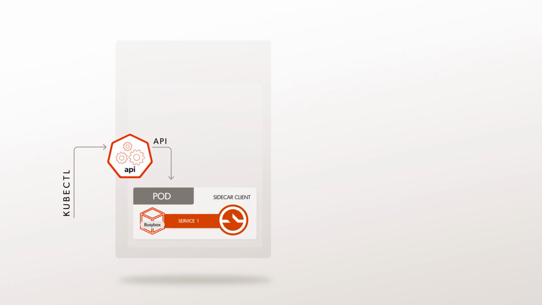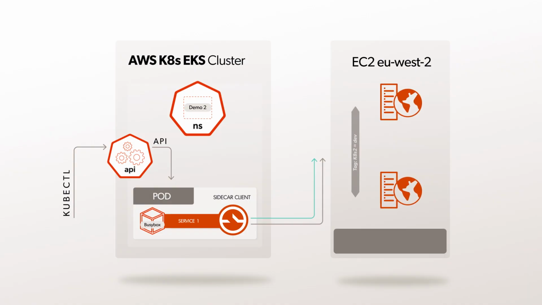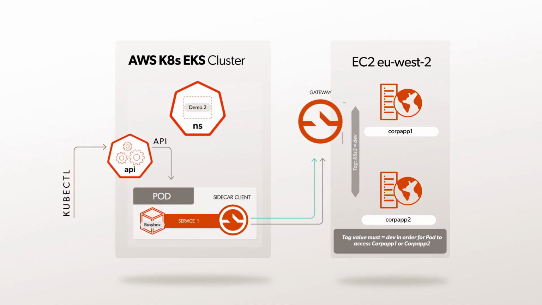In this particular example, we will demonstrate our ability to use the sidecar client to control traffic from a container. This container has BusyBox, a utility application, installed on it and resides in namespace demo2 within an AWS Kubernetes EKS cluster. The traffic will be sent out to our EC2 resources that live in AWS EU West 2. Our external EC2 resources will be two web servers, CorpApp 1 and 2, that are sitting behind our AppGate protected gateway.